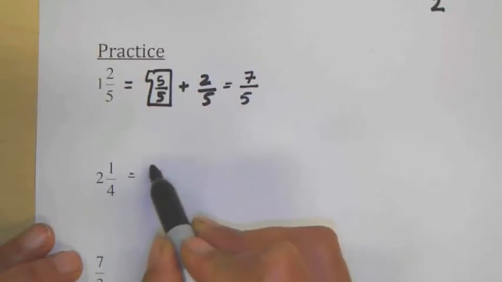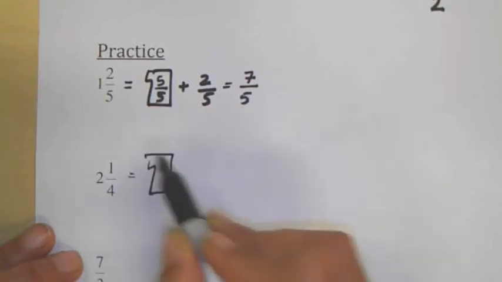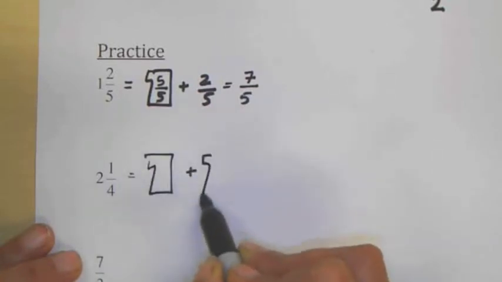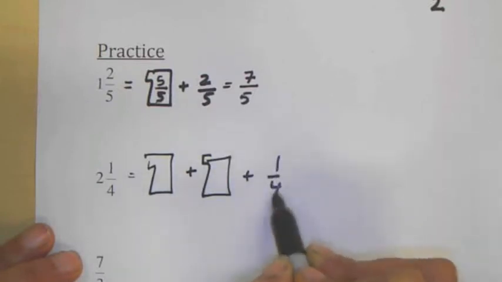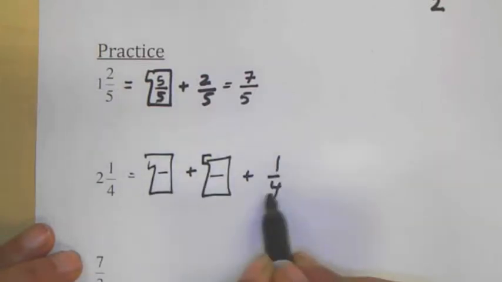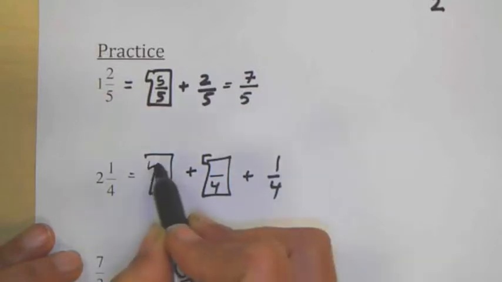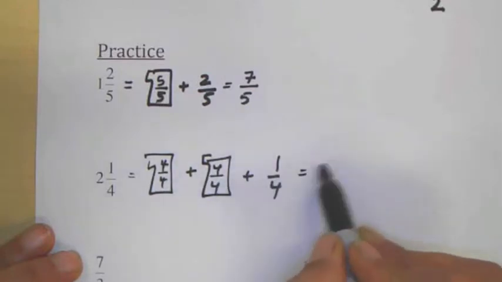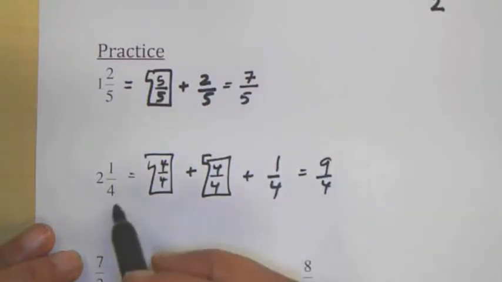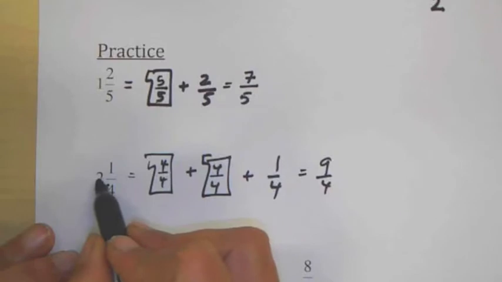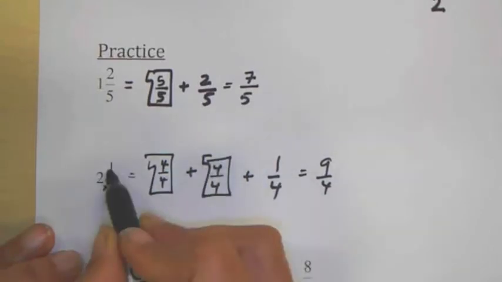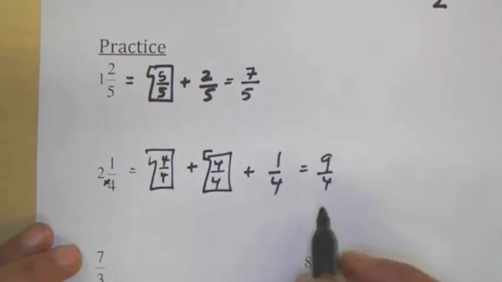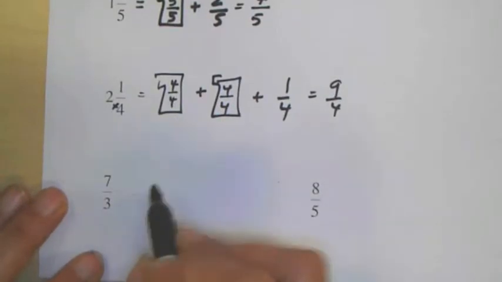Same thing. 2 and 1/4. So I have 2 wholes and 1/4. In order to add, I'll need to have the same denominator. So a fraction equal to 1 is 4 over 4, 4 over 4. So I have 4, 8, 9 fourths. The shortcut, 4 times 2 is 8. Here's my 8 plus 1, 9 fourths.